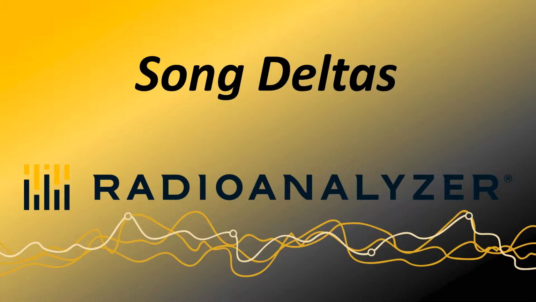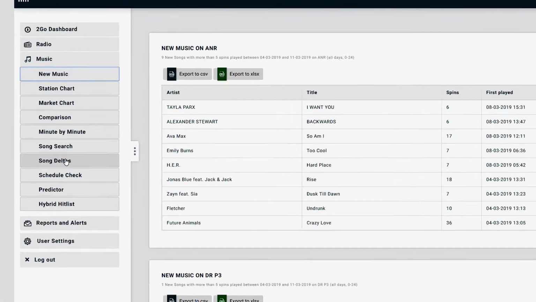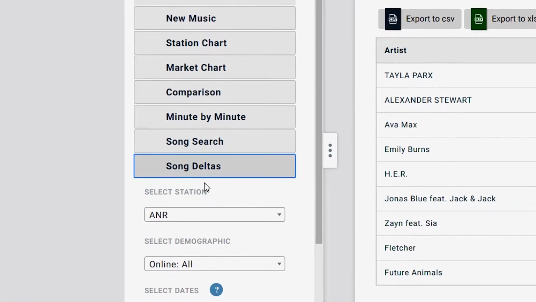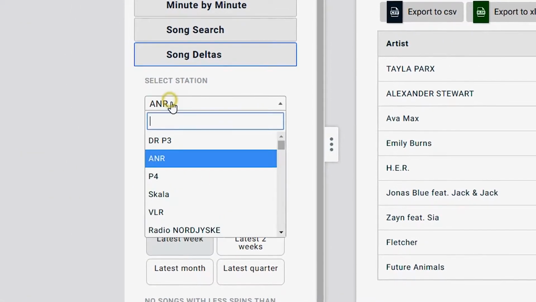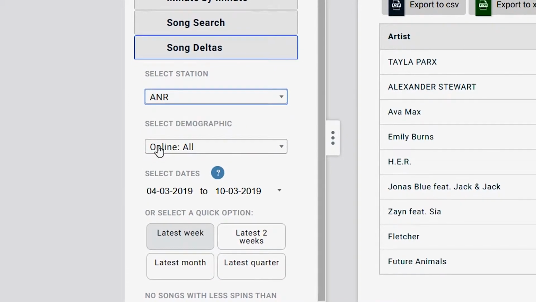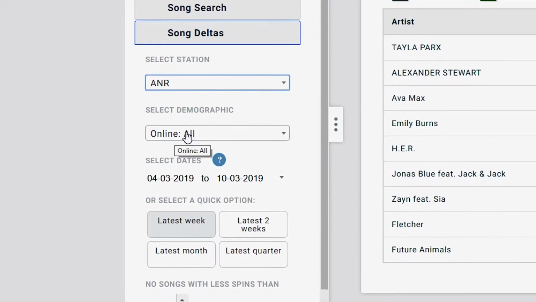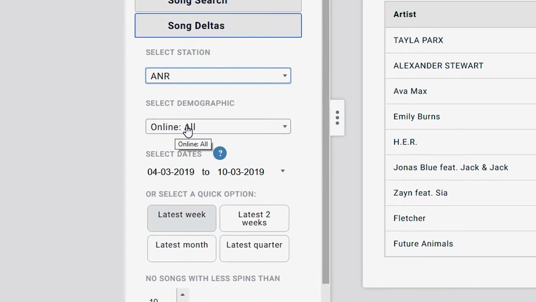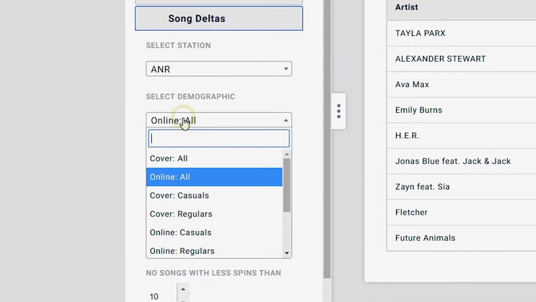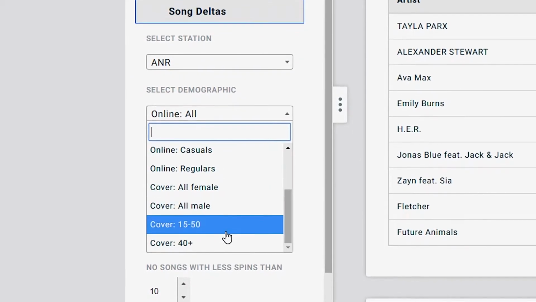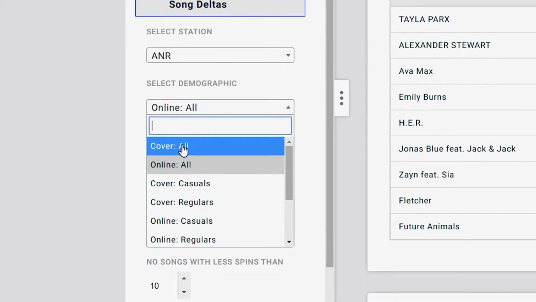The function Song Deltas is our take on music testing, but we don't ask any questions, we measure how your real listeners react to the songs you play. The function is situated under Music, and it's easy to get a music report because you just select the station you want it for, the demo you want it for, and the stream number. Users online all is preferred, but for users of electronically measured numbers, you can get music tests for different demos as well, including age groups and genders.